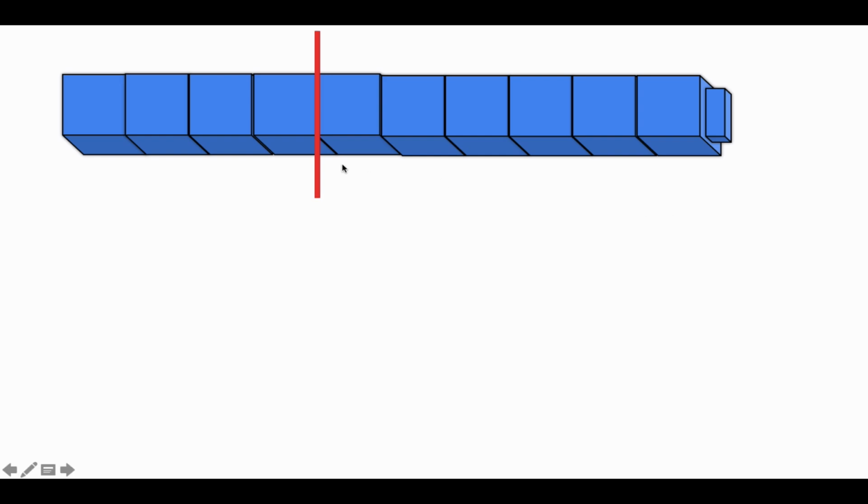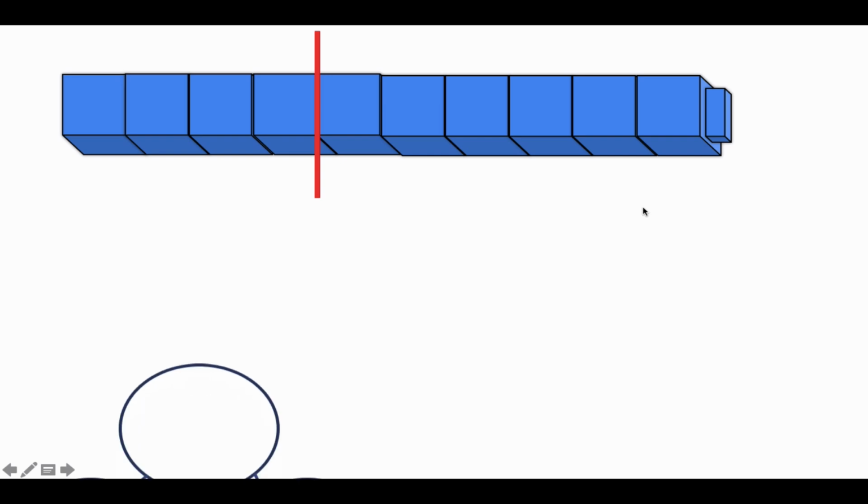So if I have 10, how many did I take away? Let's count everything after the line. 1, 2, 3, 4, 5, 6. So this model shows I had 10 and I broke apart to remove 6.